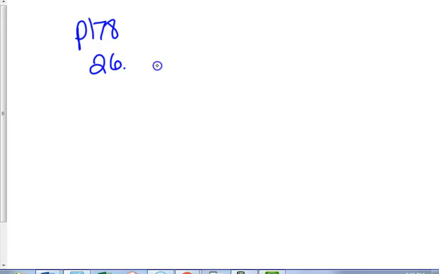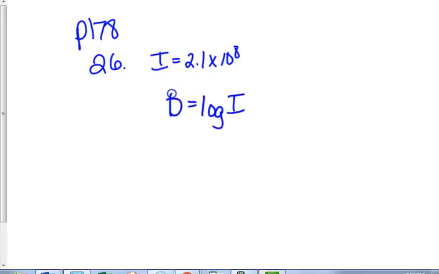It says, while testing the speakers for a concert, an audio engineer notices that the sound level reaches a relative intensity of 2.1 times 10 to the 8th watts per square meter. The equation D equals the log of I represents the loudness in decibels given the relative intensity I that's supposed to go in here. So if we do the log of 2.1 times 10 to the 8th, we'll get the decibels. So it's just a calculator typing question.